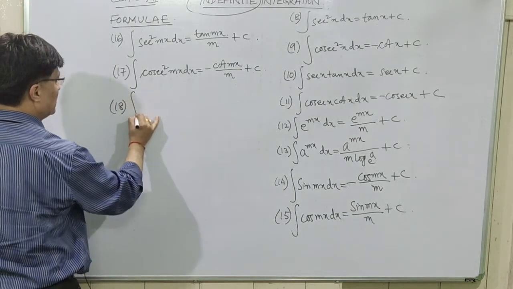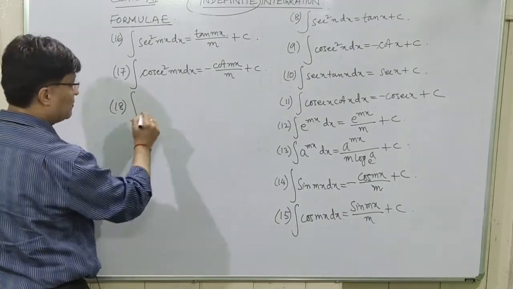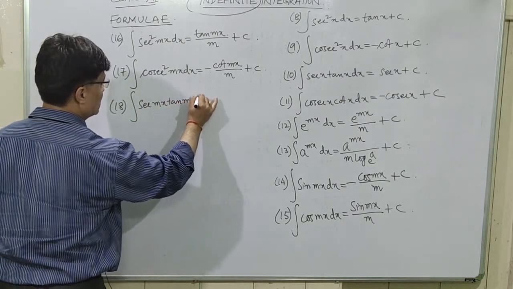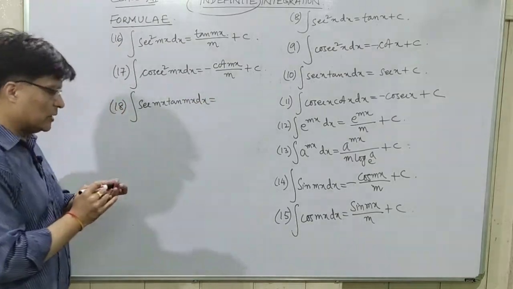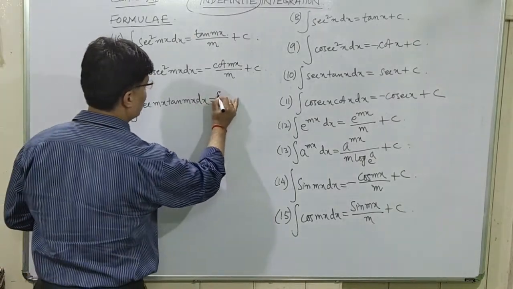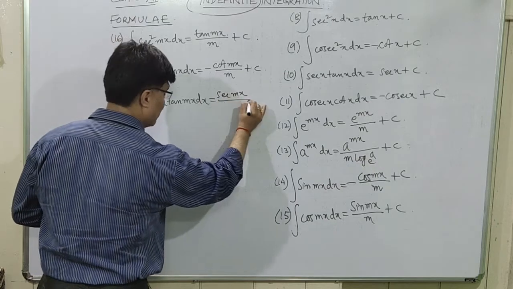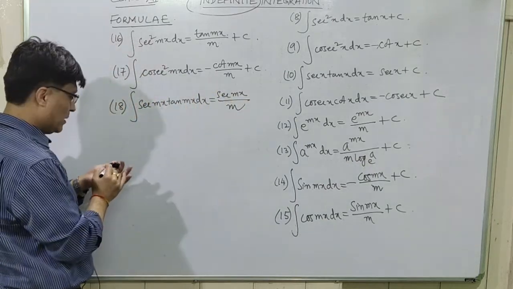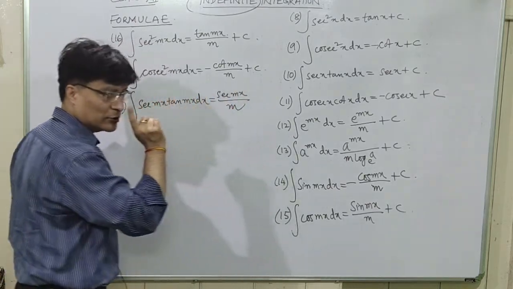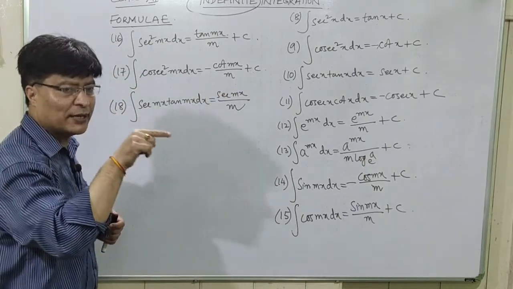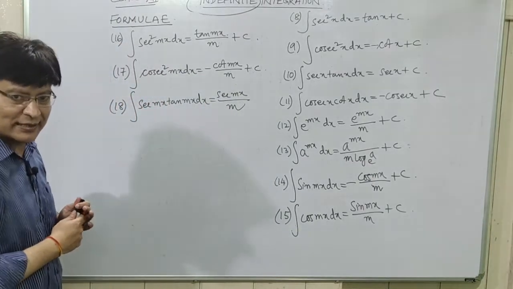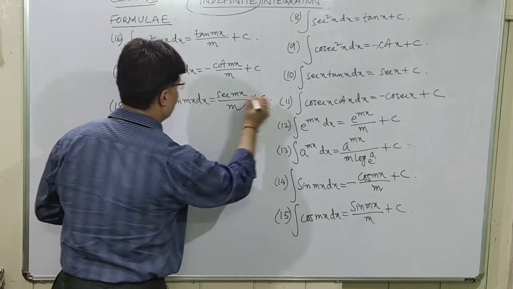Then comes number 18, integration of sec mx tan mx dx is equal to, now we add m. If it is only sec x tan x dx, its integration is sec x plus c, but in this case what is the formula? Sec mx dividing by m, we must write m too. If we write only sec mx without dividing by m, it will be wrong, because the differentiation of sec mx is sec mx into tan mx into m, so to cancel that m we write dividing by m. Is that clear? So divided by m plus c.